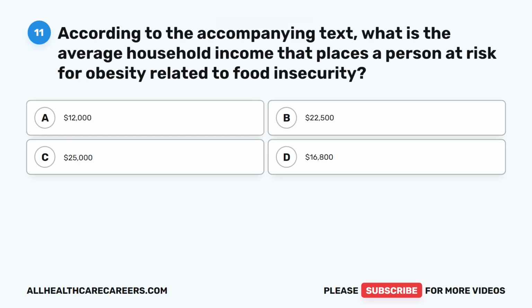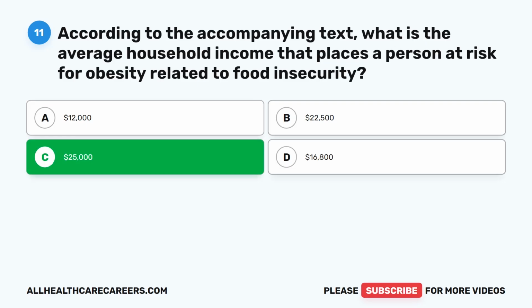Question 11. According to the accompanying text, what is the average household income that places a person at risk for obesity related to food insecurity? A. $12,000. B. $22,500. C. $25,000. D. $16,800. The correct answer is C.